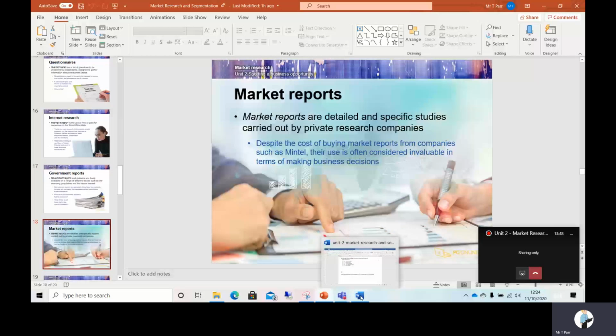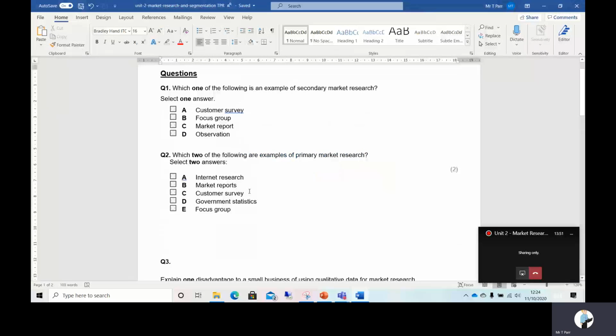All right, so multiple choice, nice and simple. Which one of the following is an example of secondary market research? Well, a customer survey is going to be primary because the business will be doing that themselves. A focus group would be primary research because you can tailor that yourself depending on who you want in there, the type of person you want in there, and what question you're going to ask. A market report is secondary market research because the business itself wouldn't have done it. It would have been done by an official company about a particular market. And an observation is primary research.